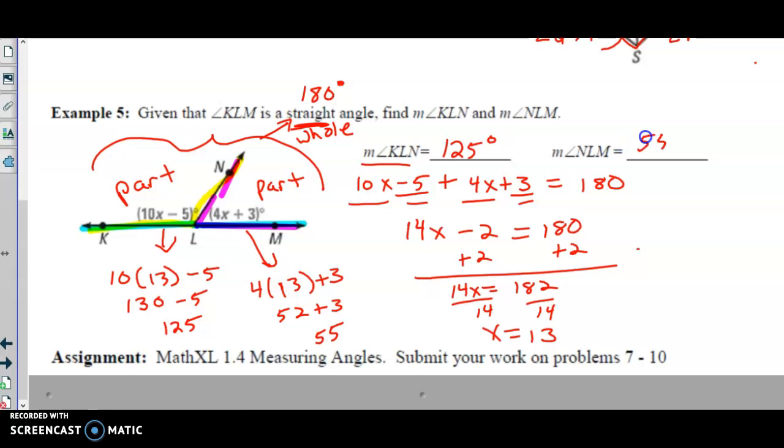And you can do a double check at the end. If you add those two measurements together, do you get 180? Yes, you do. So it works.